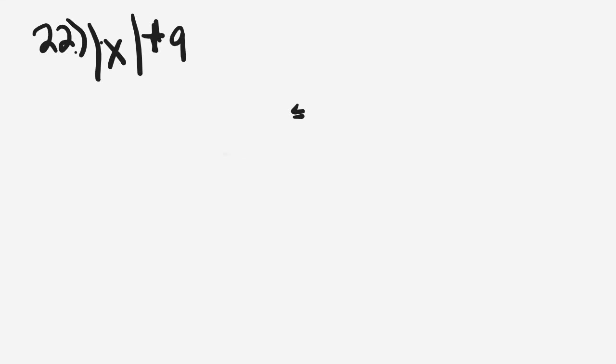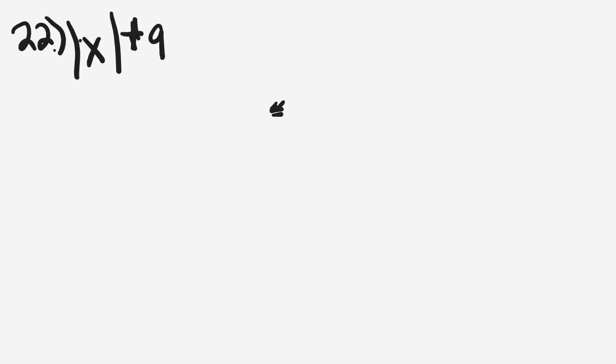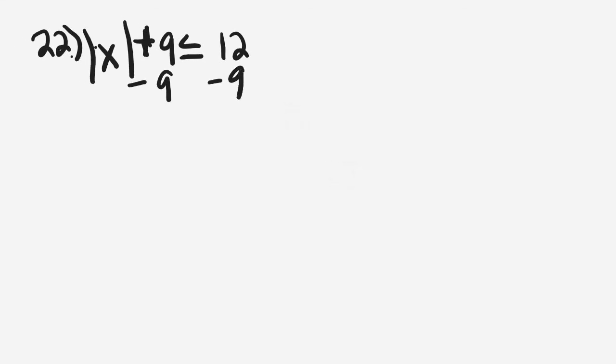All right, last section. Here we go. Number 22, the absolute value of x plus 9. Oh my heavens, I'm going to kill this laptop. Hang on, guys. There we go. Is less than or equal to 12. Now remember, when we're solving absolute value, we want to have that little house by himself. So let's move that 9. We have absolute value of x. Those go away. And 12 minus 9 is 3.